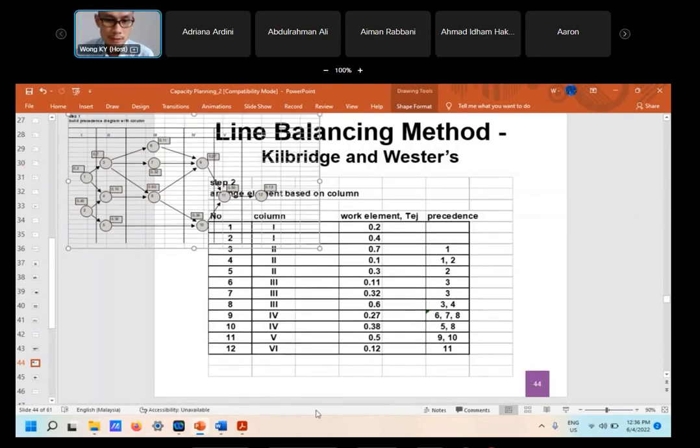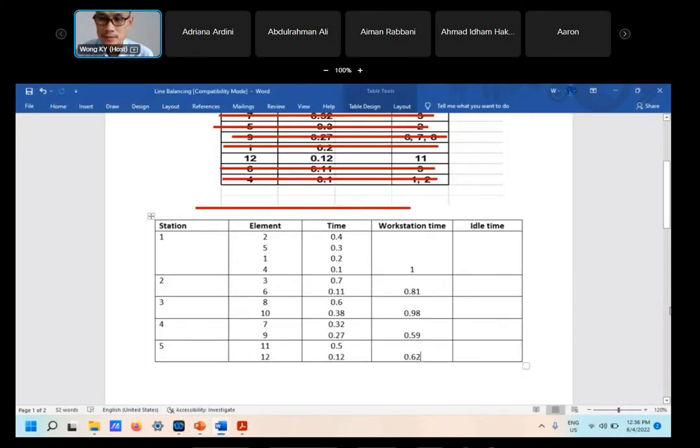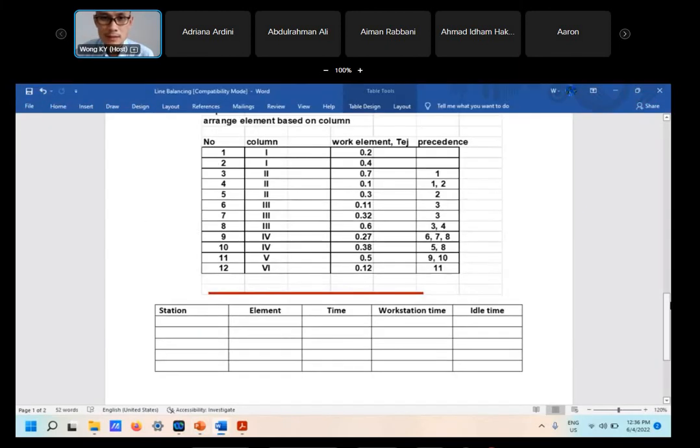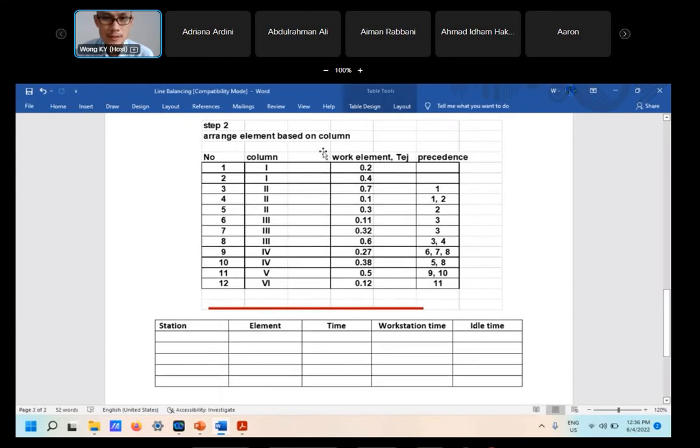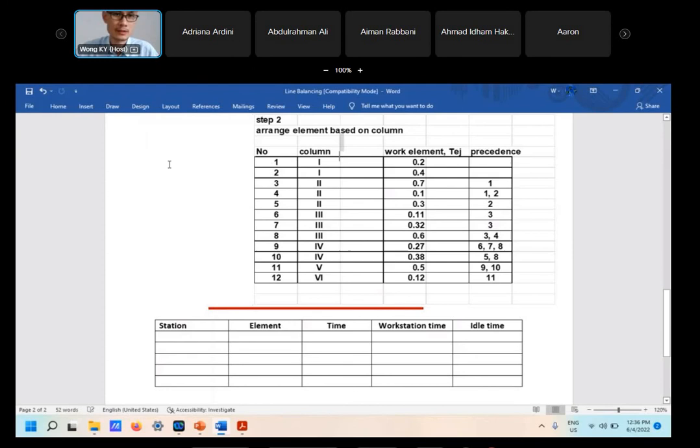Okay, so can you do it for me? Just to make sure you understand. So I put it here. This is the arrangement based on column, based on the Kilbridge and Wester method. Cycle time cannot exceed 1 minute for every workstation.